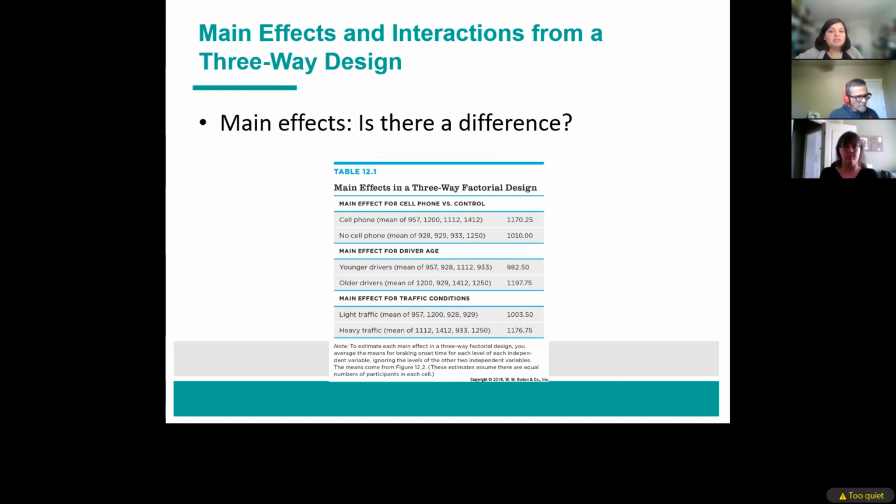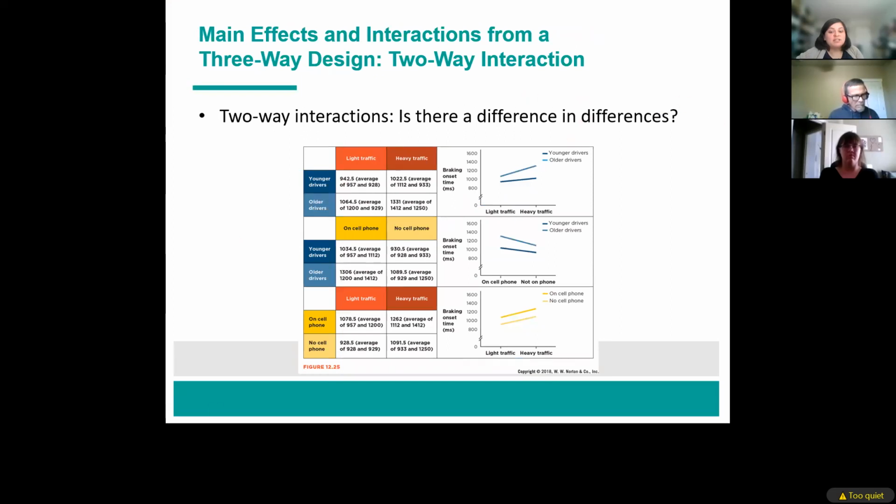Right. What about two-way interactions? So you have two-way interactions, and now you're going to have three-way interactions in a 2x2x2 study. So is there a difference in differences? You're going to have 1, 2, 3 different two-way interactions that you can run. So you can do a two-way interaction between light and heavy traffic and the age of the drivers, presence or absence of a cell phone and age of the drivers, and then light or heavy traffic and presence or absence of the cell phone. So these would be the two-way interactions that you would run if you had a 2x2x2, so a three-way design.